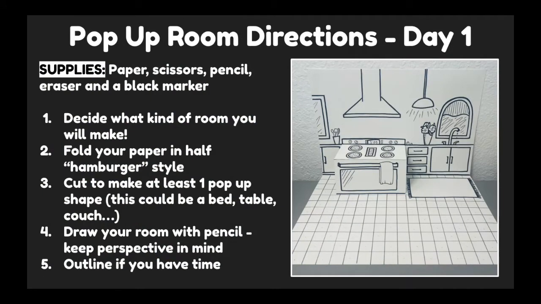For your supplies, you will need a piece of paper, scissors, a pencil, an eraser, and a black marker for outlining. Next week, we'll focus on adding color. First, decide what kind of room you want to make. We'll start by folding our paper in half, hamburger style, and then doing a little bit of cutting to make at least one pop-up shape.